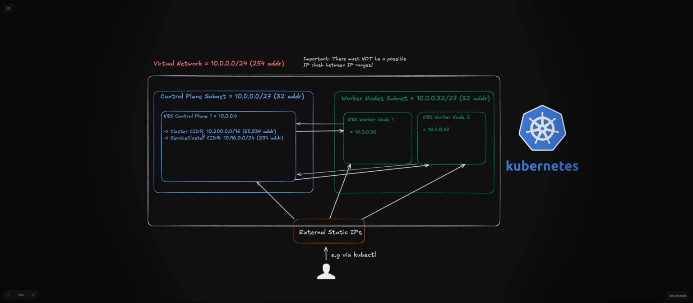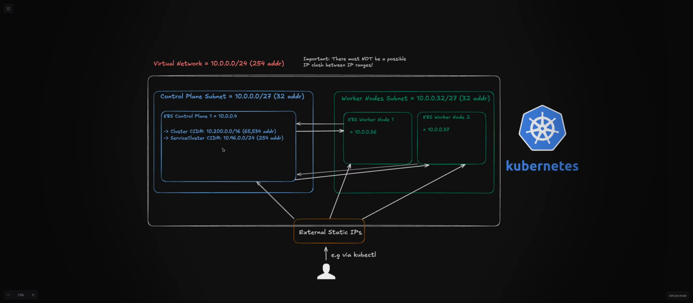The cluster CIDR will be used to assign pod IP addresses later on. So there you can see we have a pretty big range. I think 10.200.0.0/16 is a pretty common range which you normally pick for your pod IPs. And we are going to go with a 10.96.0.0/24 IP address range for our service cluster CIDR.